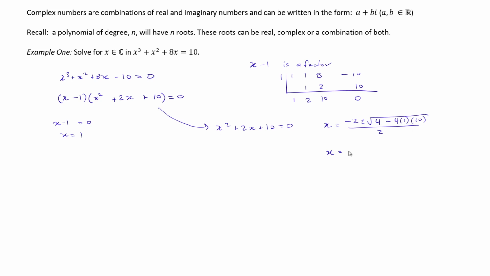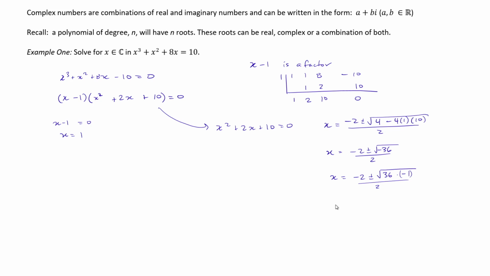Then I have x is equal to negative 2 plus or minus the square root of negative 36, over 2. Now in the past you may have stopped, because you'd say that's not going to be a real root, so I'm not going to evaluate it. But I'm asking for complex roots as well. So I'm going to say x is equal to negative 2 plus or minus, and remember that negative 36 is the same thing as saying 36 times negative 1.